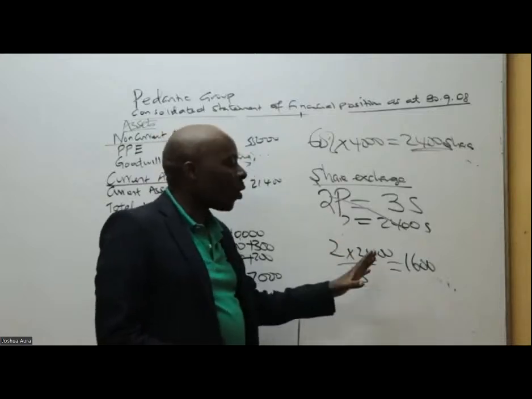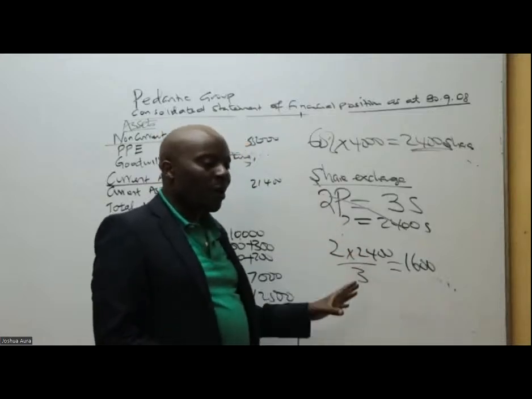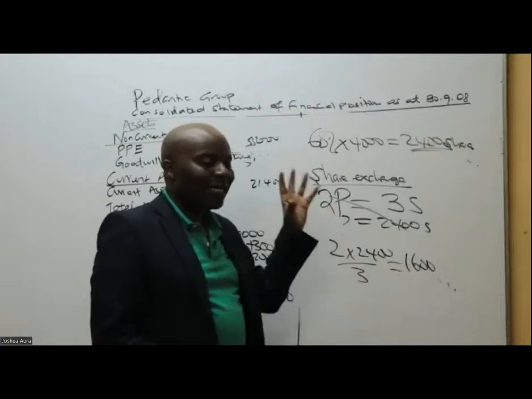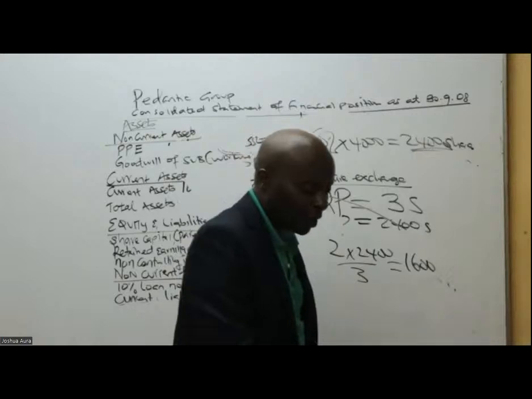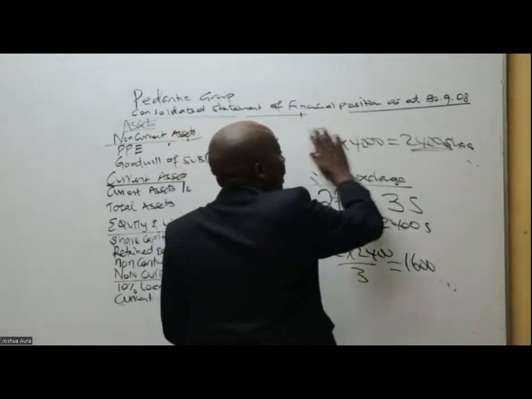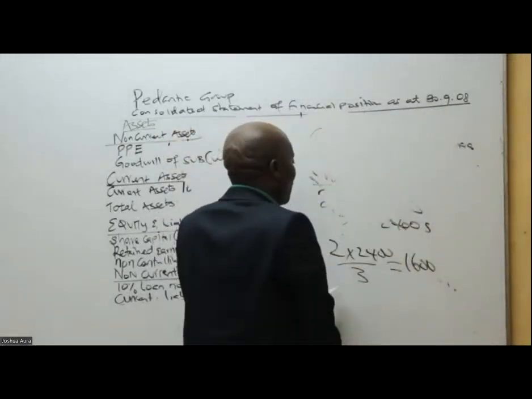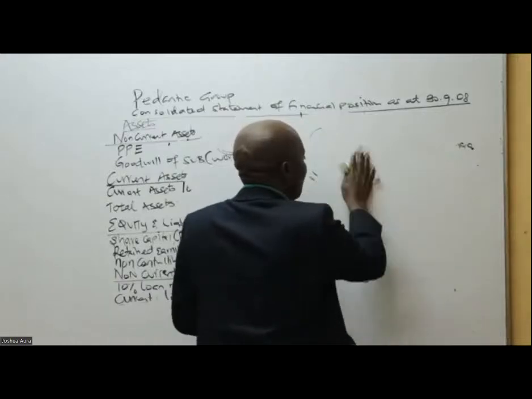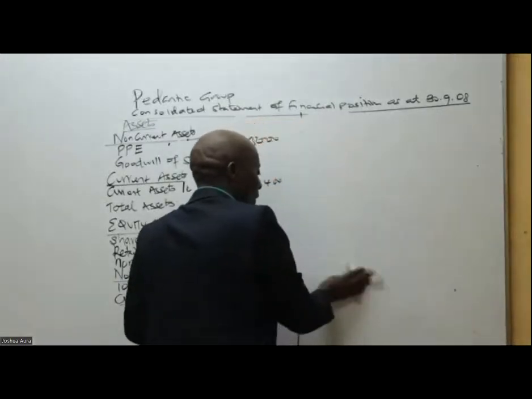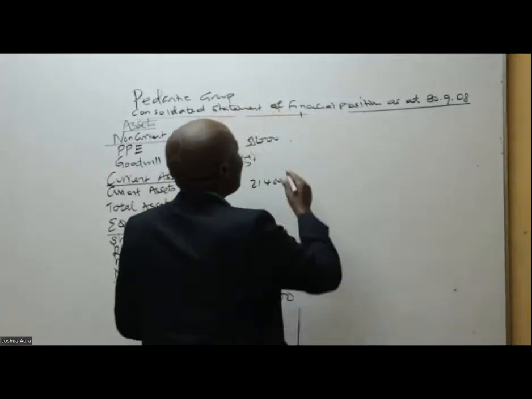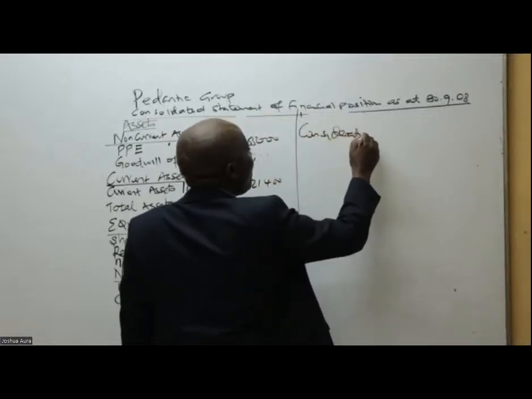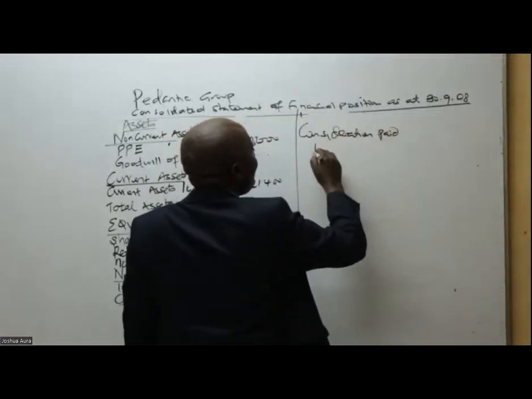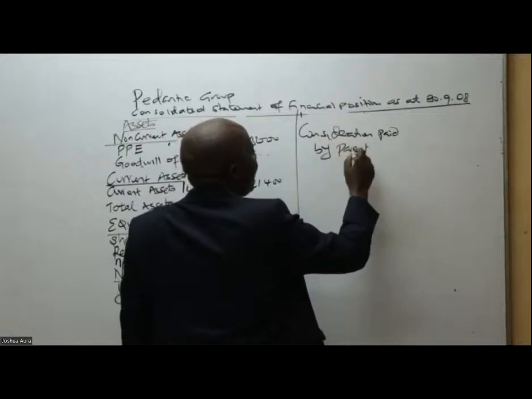So this is their consideration. The consideration of the parent was what here? 1,600 shares for a 60% stake. Now listen. Now here we are calculating goodwill, where we are looking at the consideration that was paid by the parent company.